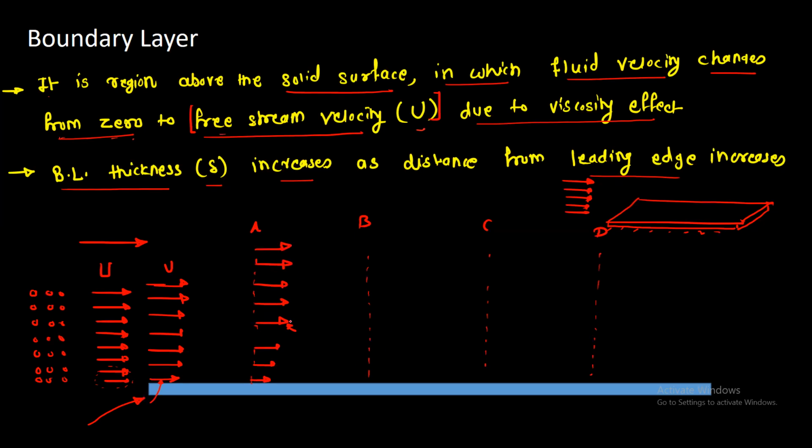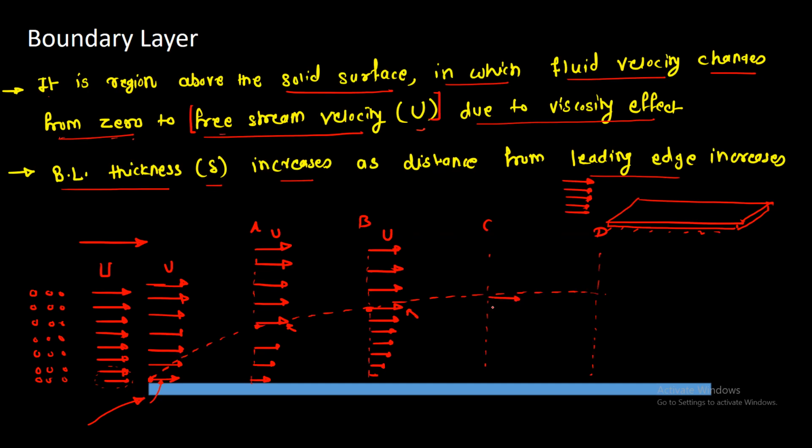At section B, this point will shift slightly like this. So below this, we can observe the variation, and above this point, we cannot see the variation. So velocity is constant. This velocity is equal to free stream velocity. So we can see there is a certain point at different sections. So if you join all these points, we can see one region like this. So this region is called a boundary layer.